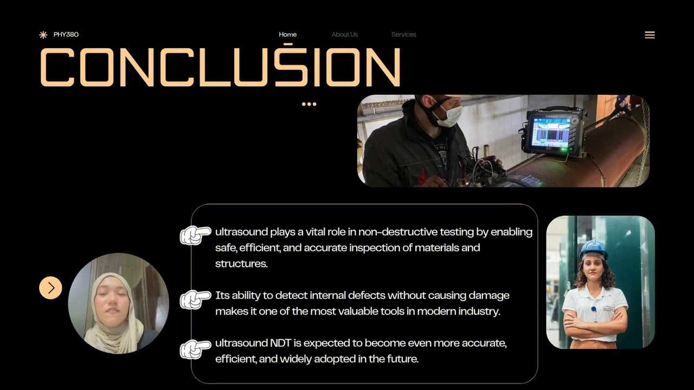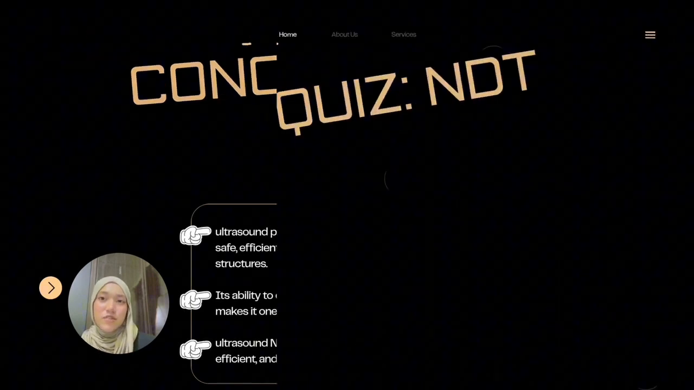manufacturing environments. In conclusion, ultrasound plays a vital role in non-destructive testing by enabling safe, efficient, and accurate inspection of materials and structures. Its ability to detect internal defects without causing damage makes it one of the most valuable tools in modern industry. With ongoing developments in artificial intelligence, robotics, and advanced imaging systems, ultrasound is expected to become even more accurate, efficient, and widely adopted in the future.